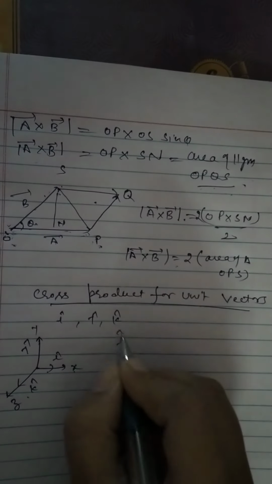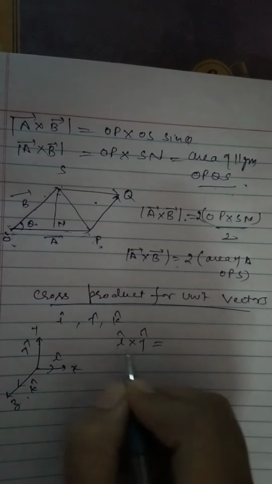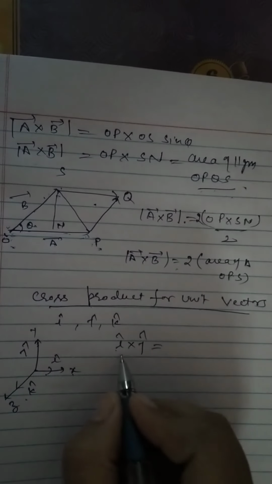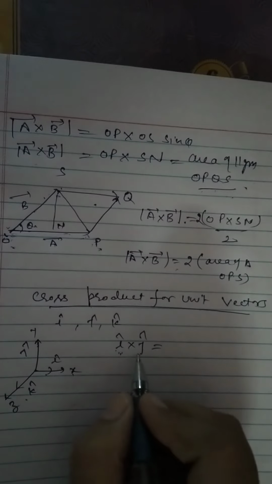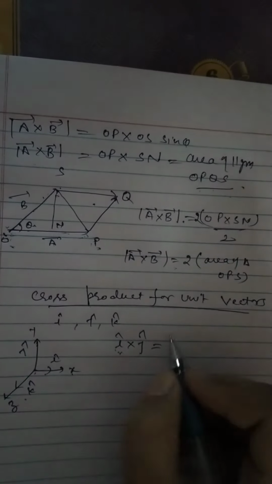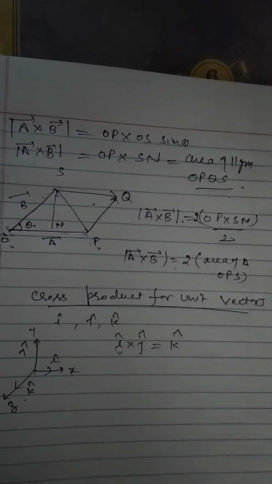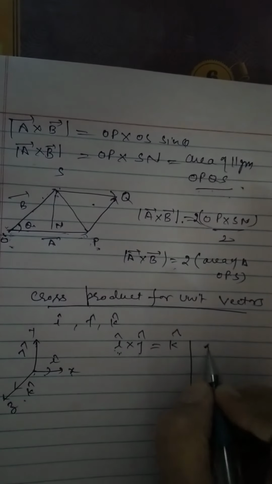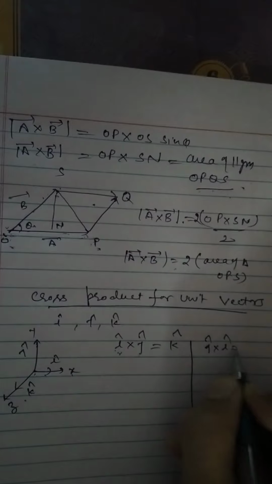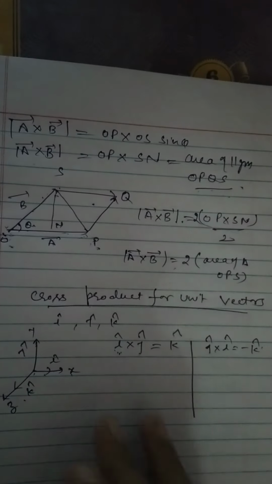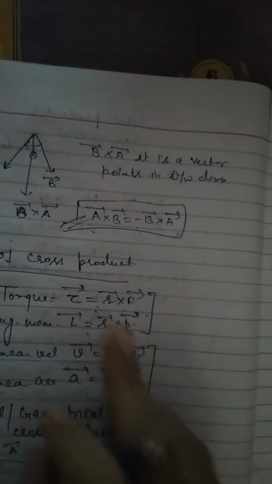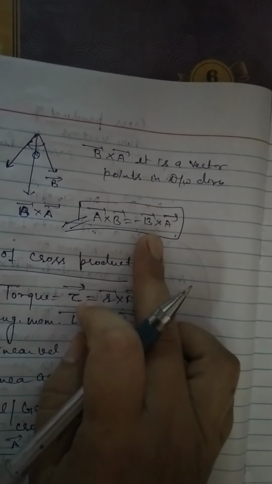If I say I cap cross J cap, these two vectors are along x and along y axis. So in which direction will the third vector, the perpendicular, be? That is along z. So this will be K cap. If I ask what is J cap cross I cap, it is minus K cap because we have used here A cross B is equal to minus of B cross A.